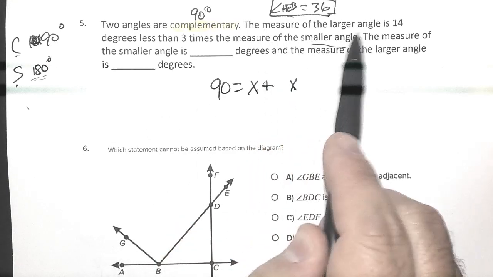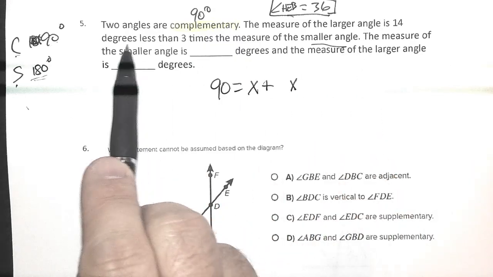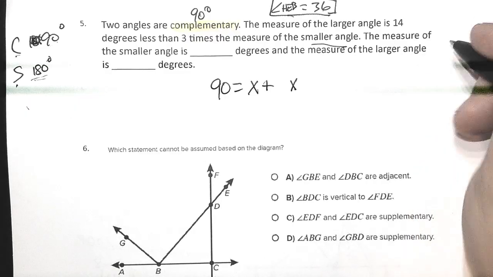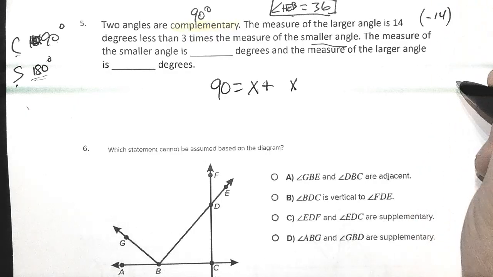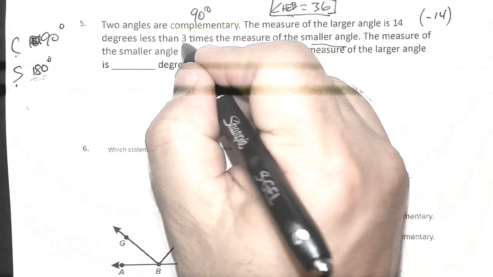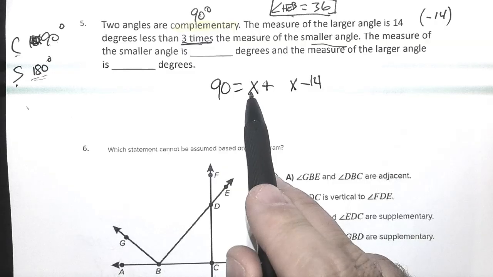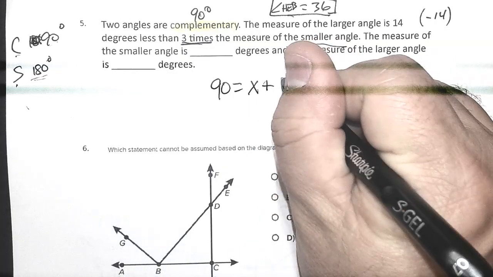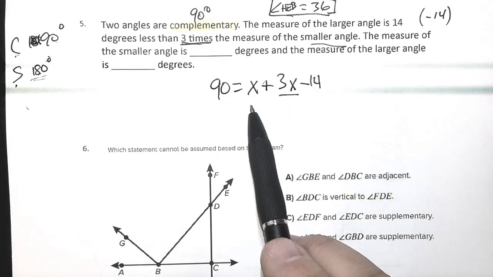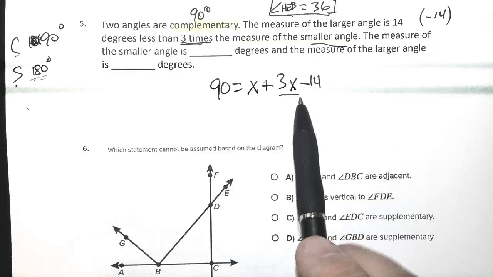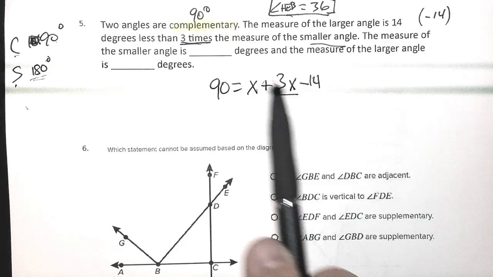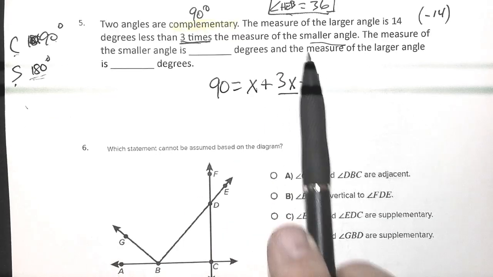So I'm going to put another x over here. The measure of the larger angle is 14 degrees less. What is 14 less? Minus 14. And then it says 3 times the smaller angle, which would be 3x. So smaller angle is x, bigger angle is 3x minus 14, because the larger angle is 14 degrees less than 3 times the measure of the smaller angle.